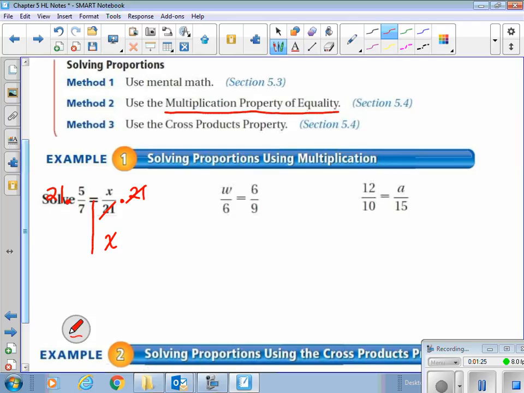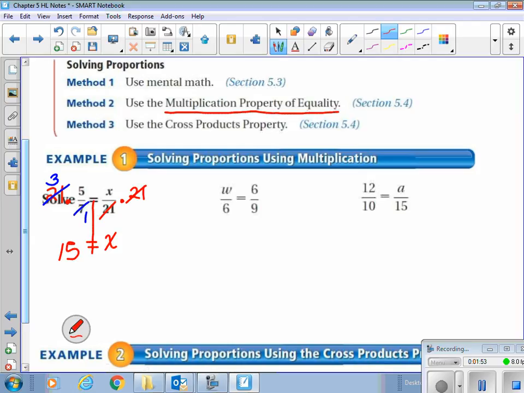Looking at that, I could use some cross-canceling here because 7 and 21 are both divisible by 7. 7 goes into 7 once and into 21 3 times. And now I could multiply across the top. 3 times 5 would give me 15 for x. So another way of doing it is using that multiplication property of equality. You're multiplying both sides of the equation by the number that is with your variable.